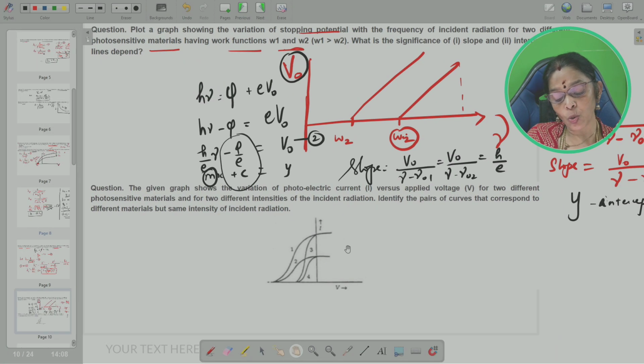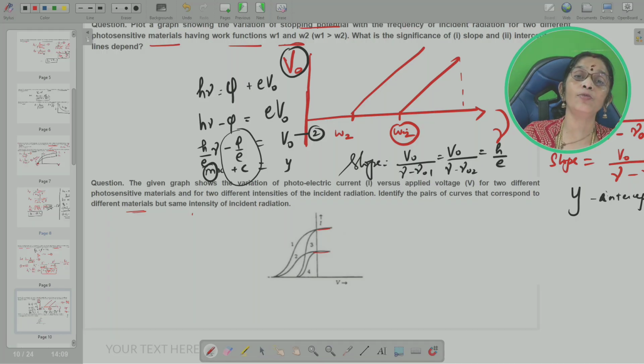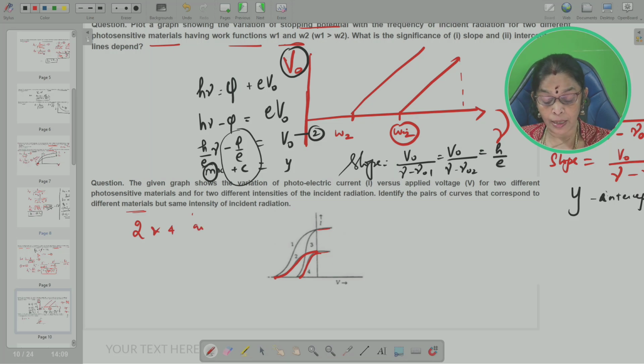The given graph shows the variation of photoelectric current versus applied voltage for two different photosensitive materials and for two different intensities. Can you see the intensities here? Yes, two different intensities. Identify the pairs of curves that correspond to different materials with the same intensity. What is the same, children? We have seen that intensity is directly proportional to photocurrent. Intensity is the same and photocurrent is the same. See here, photocurrent is the same, but this is one metal, this is another metal. So 2 and 4 are different metals.